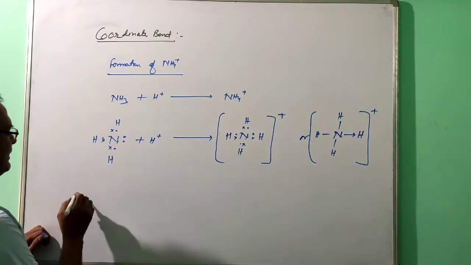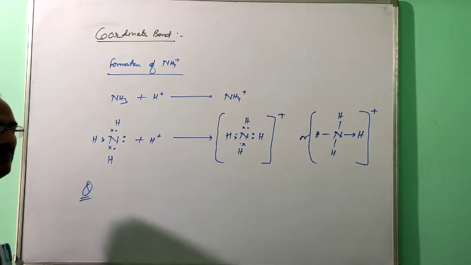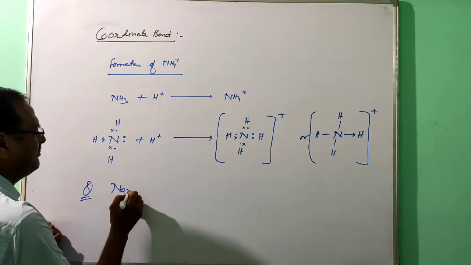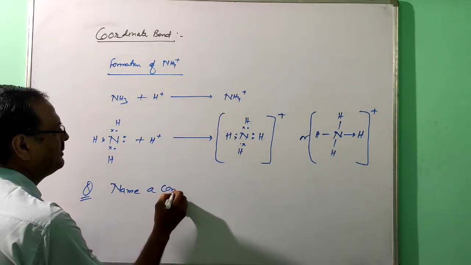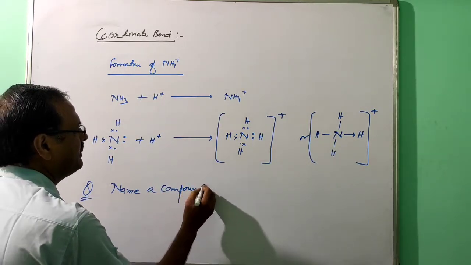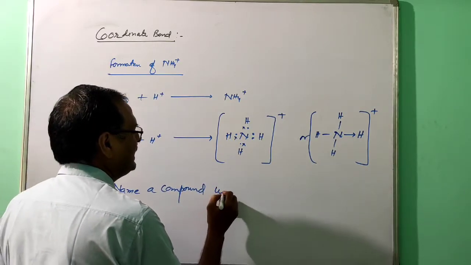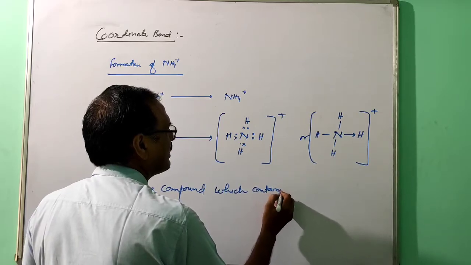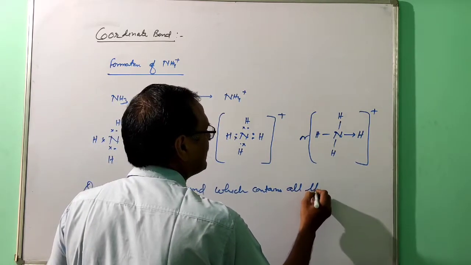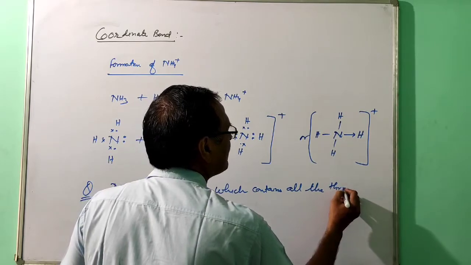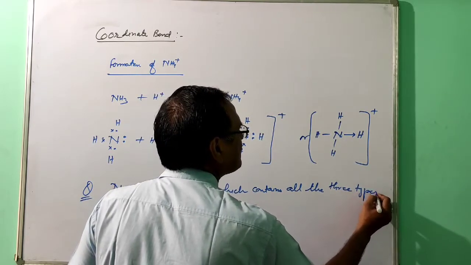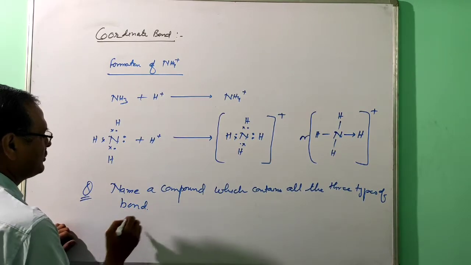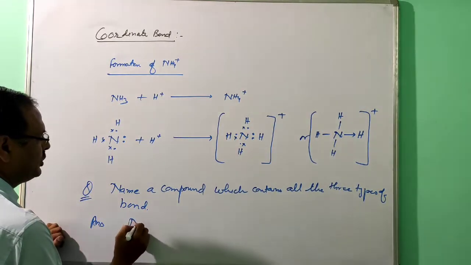One question is there, very common. Name a compound which contains all the three types of bond. This question is asked many times. Name a compound which contains all the three types of bond. So your answer is ammonium chloride.